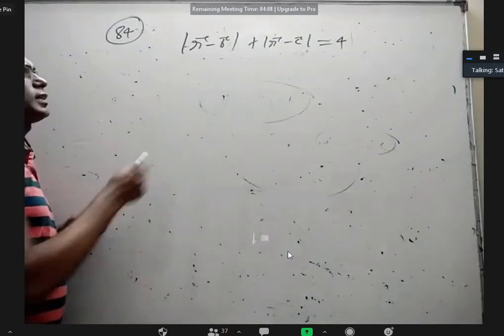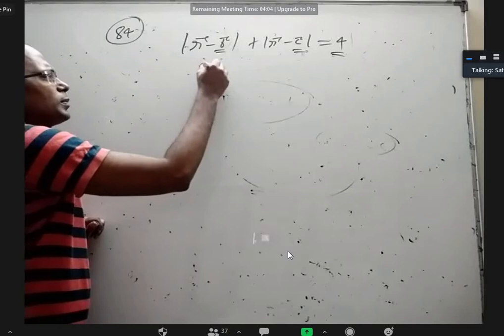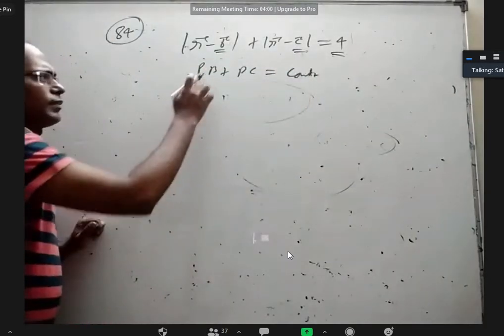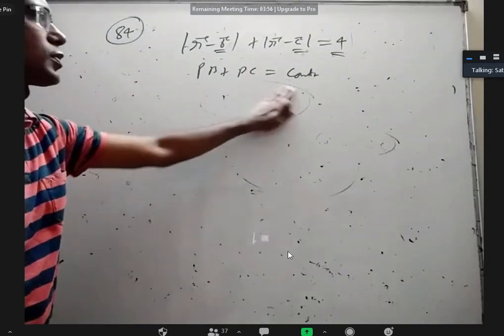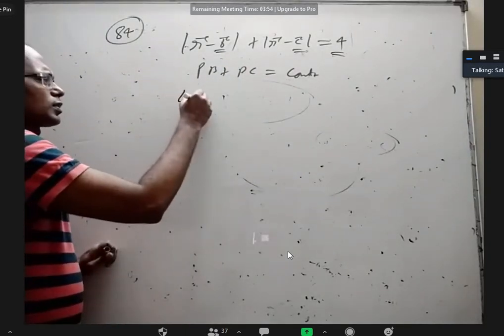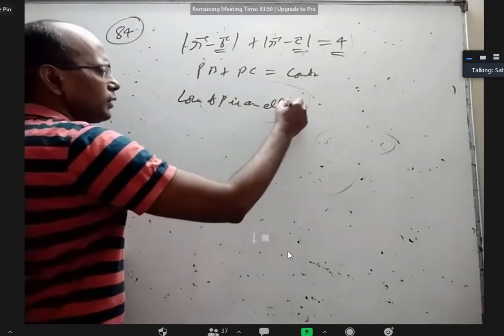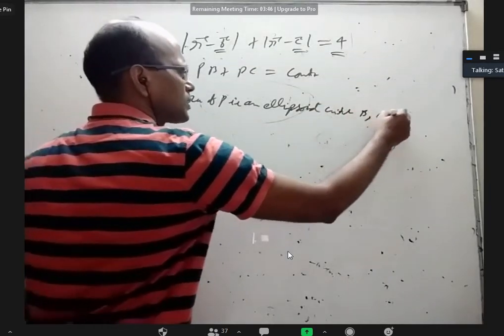This will represent B is fixed, C is fixed, 4 is fixed. It is like PB plus PC is equal to constant. If I can find the BC distance and say it is less than 4, definitely it's an ellipse. So the locus of P is an ellipsoid with B and C as foci.